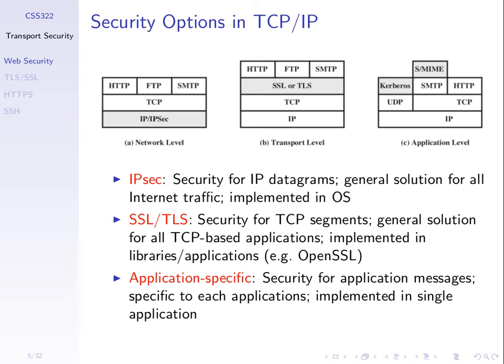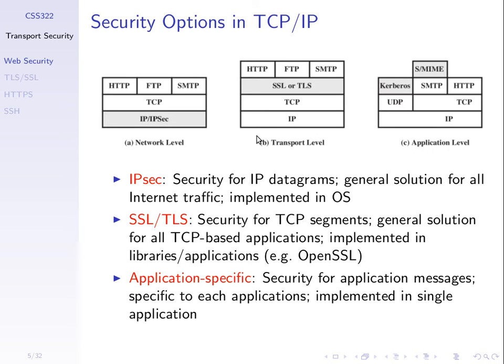So again, there are different ways to implement security in the internet. Really, we can differentiate between network layer security, using IPsec, which encrypts or secures IP datagrams; transport layer security, SSL, which provides security for TCP packets; or application-specific security at the application layer, where it's only for individual applications that we implement security.